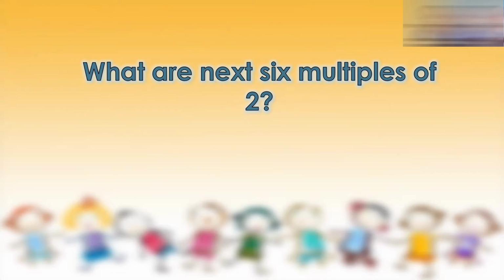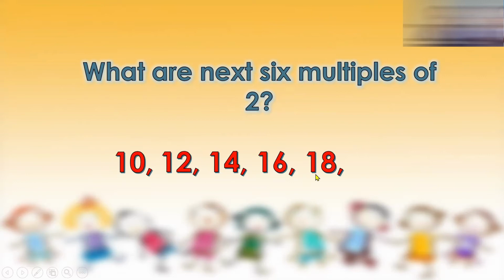The first 4, of course, we have to start at the number itself. You understand? Actually, getting the multiples of a number is just simply skip counting. So the next 6 multiples are 10, 12, 14, 16, 18, and 20. If you were asked what are the multiples of 2, you have to start with 2 and count by 2. So 2, 4, 6, 8, 10, 12, 14, 16, 18, 20, 22, 24, and so on. All of those are multiples of 2.